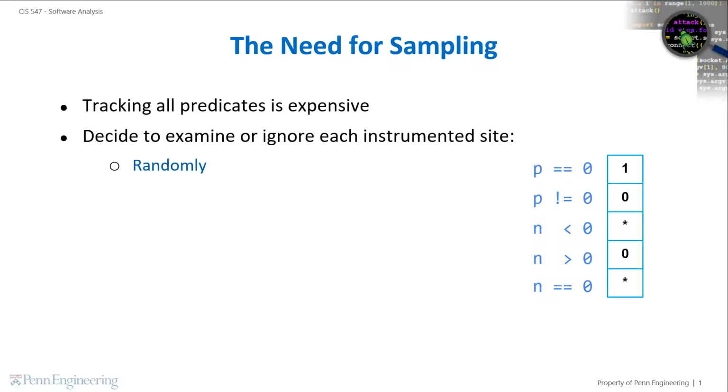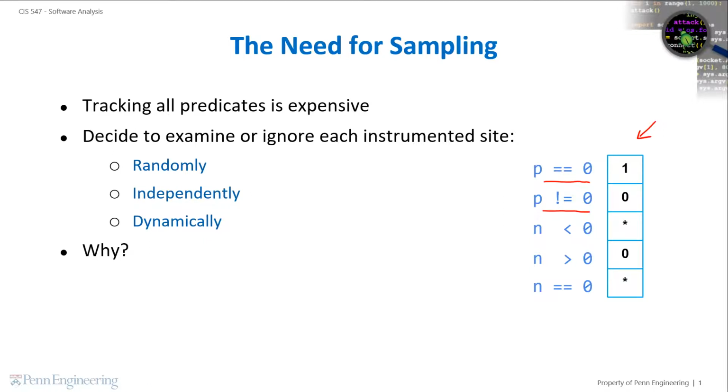We will do this by randomly choosing whether or not to examine each instrumentation site, independent of whether we have sampled the other sites. Once we decide to examine a site, we will observe the values of all predicates at that site. For instance, if we decide to sample the first site here, we will observe the values of both predicates p equals 0 and p not equals 0. Moreover, we'll sample the sites to examine dynamically, that is, during the run of the program, instead of statically, that is, hardcoding which sites will be sampled.